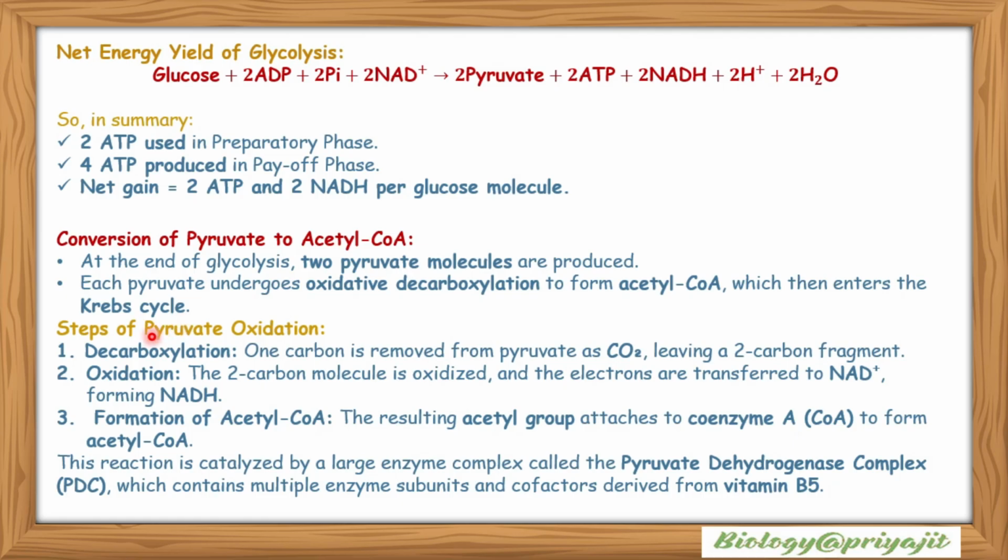the Krebs cycle. Steps of pyruvate oxidation: decarboxylation, that is, 1 carbon is removed from pyruvate as CO2, leaving a 2-carbon fragment. Then the 2-carbon molecule is oxidized and the electrons are transferred to NAD plus, forming NADH. Formation of acetyl-CoA: the resulting acetyl group then attaches to coenzyme A to form acetyl-CoA. This reaction is catalyzed by a large enzyme complex called the pyruvate dehydrogenase complex or PDC, which contains multiple enzyme subunits and cofactors derived from vitamin B5.